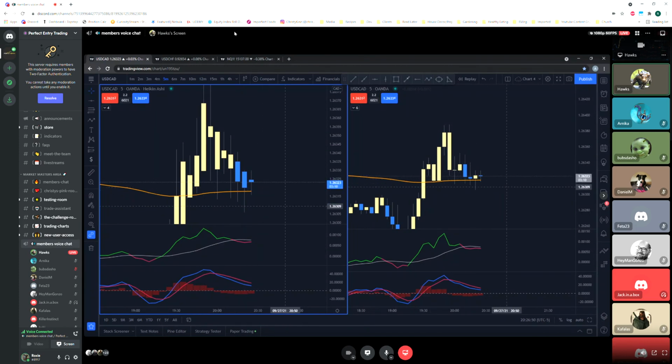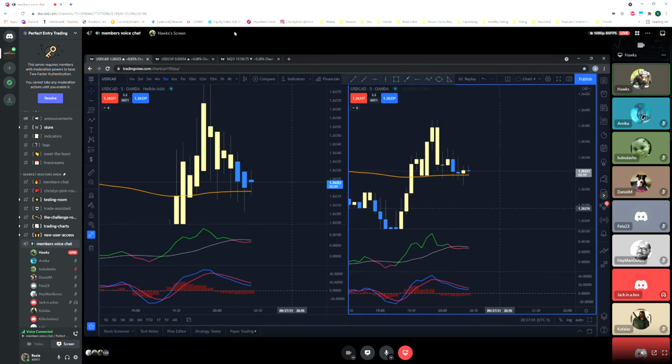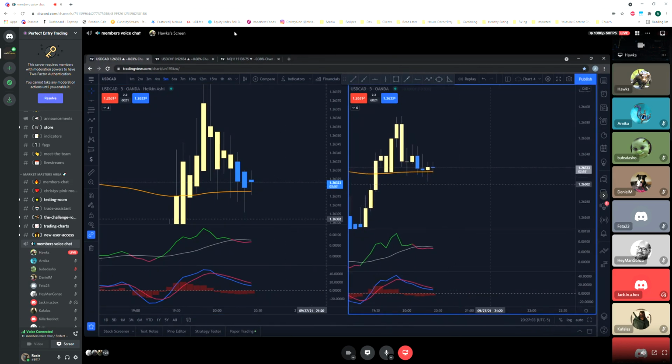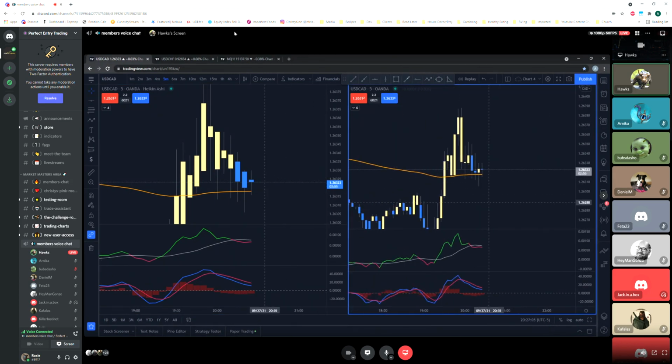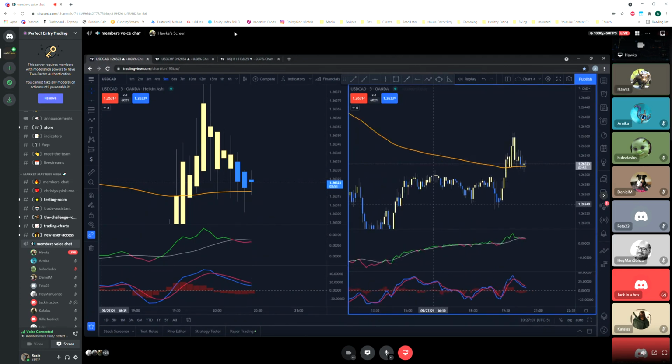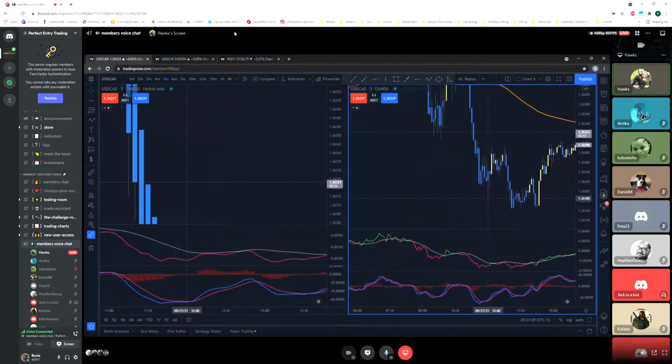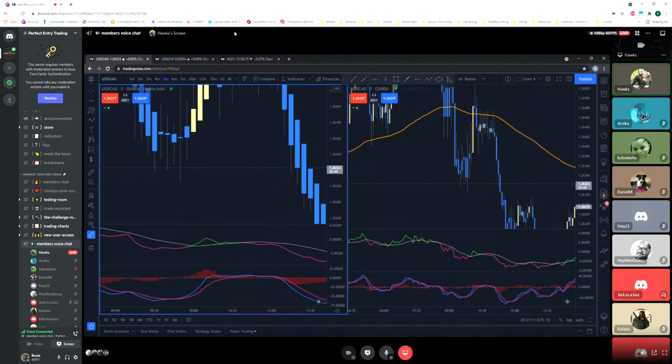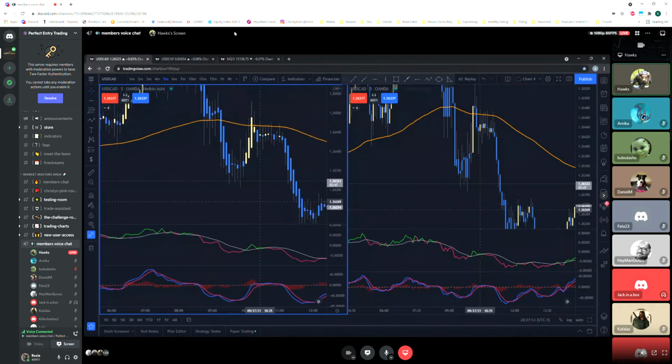And sometimes the wicks on those can be unreal. This is so interesting. Very interesting right here. But just in general, oops, really zoomed out over here. So see the difference right here.